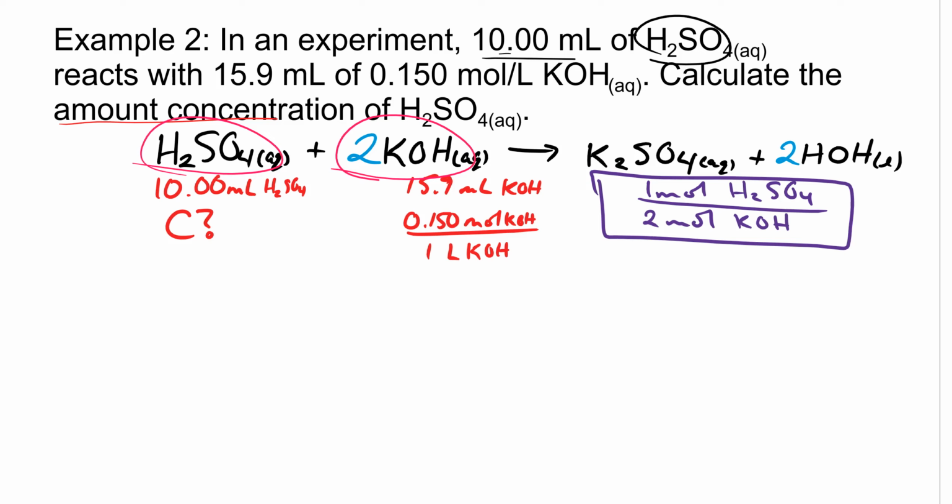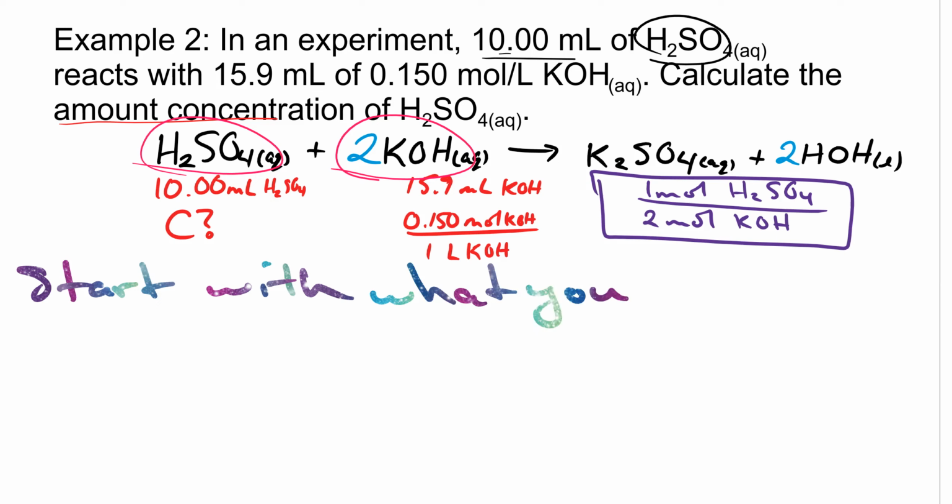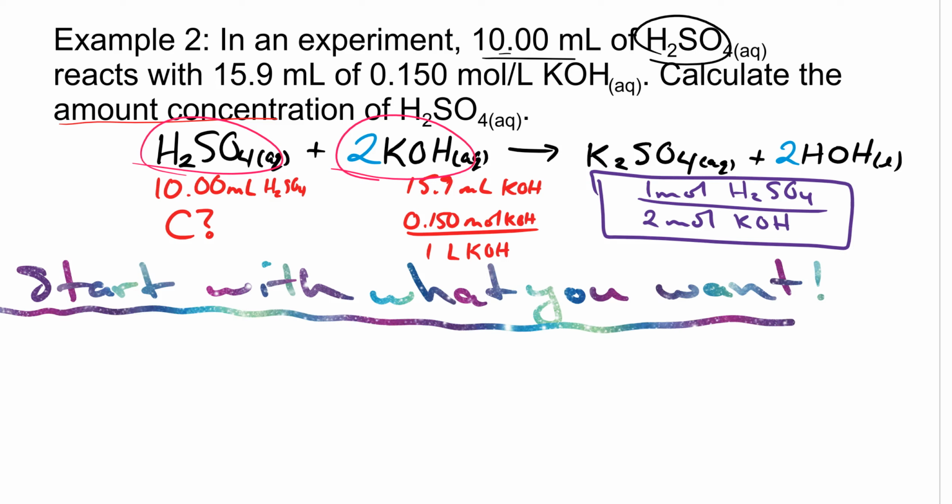How do we always start? We start with what you want. Absolutely every single time we start with what you want. We're looking for concentration. Concentration is measured in moles per liter, and we're looking about sulfuric acid. So that's what we're looking for, concentration in moles per liter of sulfuric acid.